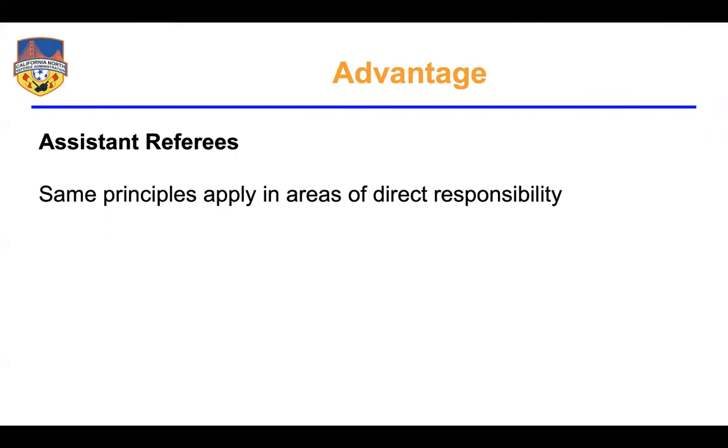That is something that is specifically referenced in Law 5, the responsibilities and powers of the referee, not the assistant referee. So you can choose not to put your flag up if you think there's an opportunity for advantage, but you can't actually be the one that says advantage.